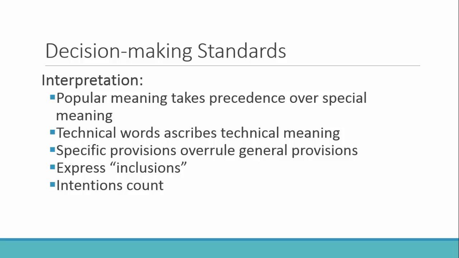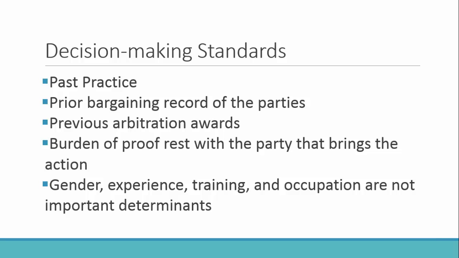Expressed inclusion in a contract means that those not listed were intentionally excluded. An example of this measure can be, on Friday, assistant professors and associate professors can leave 2 hours earlier every Friday. This means that full-time professors cannot leave 2 hours earlier. Finally, the intent of the parties when the language was written is considered. Therefore, it is important to save notes, rough drafts, and other sources that can be examined to help the arbitrator make his or her decision. These standards can be found in past practice, for example, prior bargaining record of the parties, previous arbitration awards, and the burden of proof rests with the party that brings the action to the table. Research shows that gender, experience, training, and occupation are not important determinants on who wins the case.